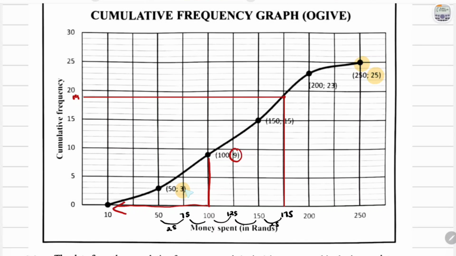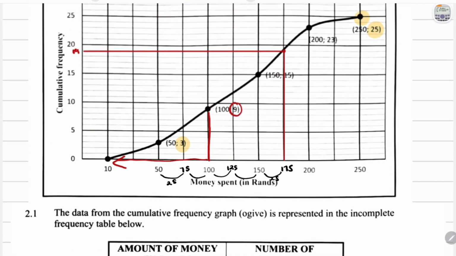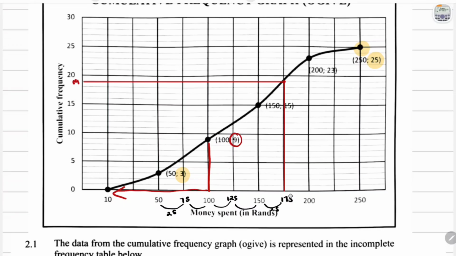So the 9 here, right, includes this 3. So if you actually wanted to separately find out the amount of learners that spent between 50 Rand to 100 Rand, you'd have to say 9 minus 3, which is 6. And that makes perfect sense. You see, the learners who spent between 50 Rand to 100 Rand was 6 learners. Okay, that's what I mean by this is an accumulation of the learners. So if you're looking at this 175, this is the total learners that spent either 175 or anything lower than 175. That was 19. We're trying to find out the learners who spent more than 175.